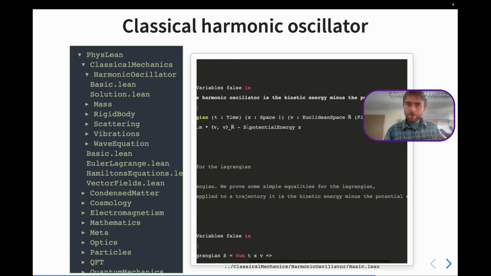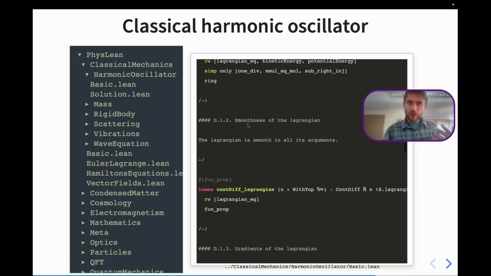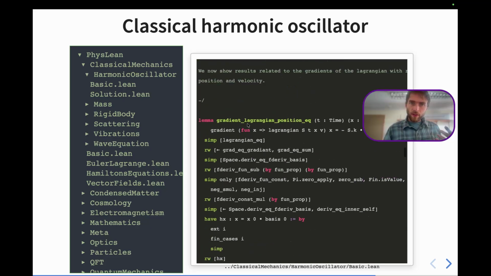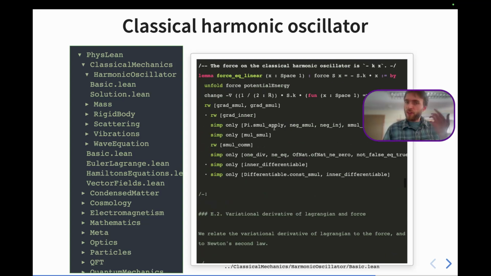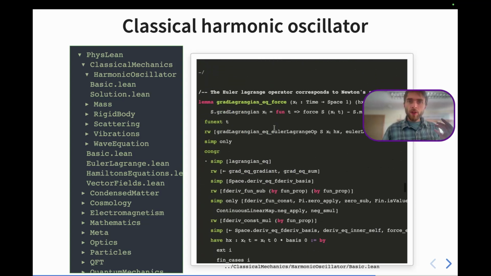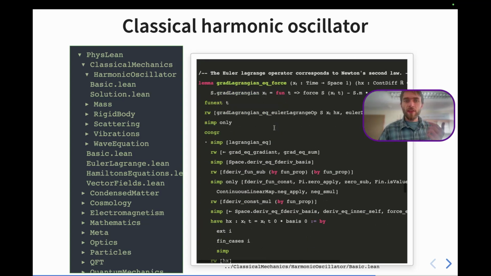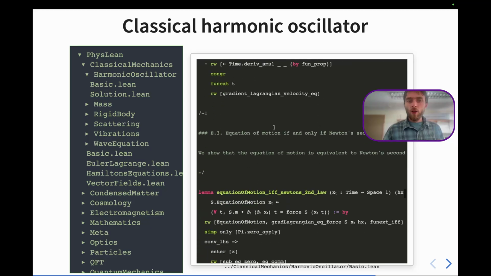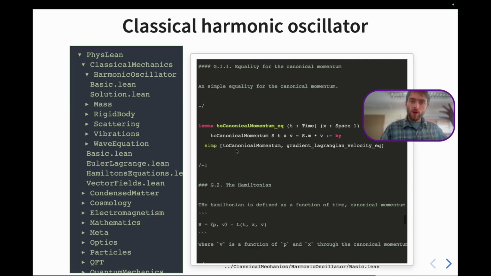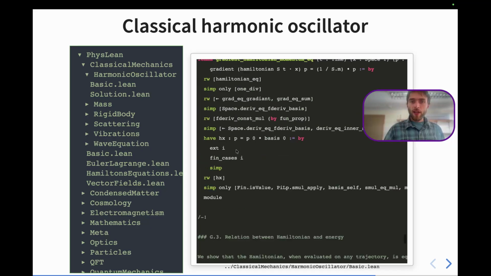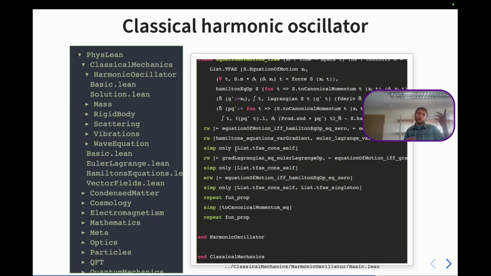The Lagrangian, and eventually I'll show you, the variational gradient of the Lagrangian is defined like this. And then from that, you can get an equation of motion, which is just the variational gradient is equal to 0. You get things like Newton's second law, which is this statement here, and so on and so forth. And we've got Hamilton's equations, etc. And then we've got the solutions in the different files. So this is what PhysLean looks like.